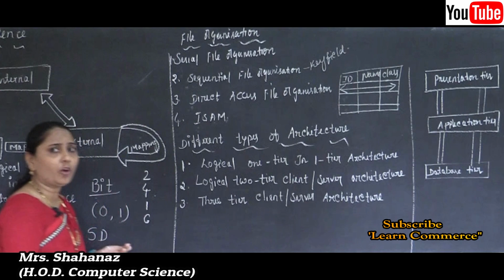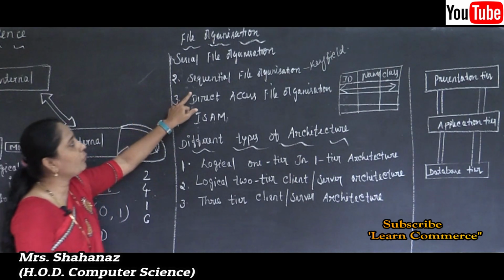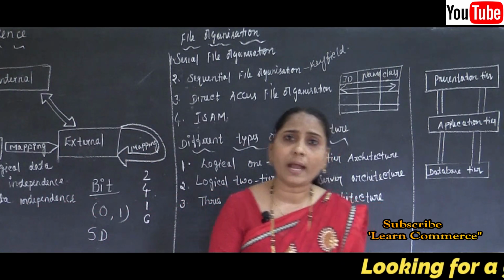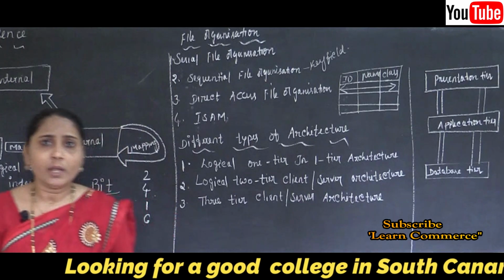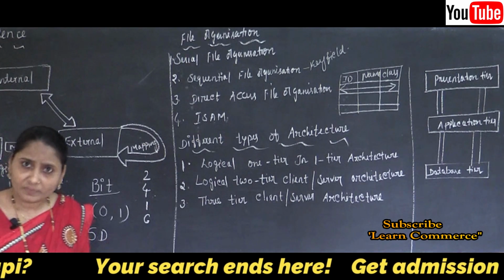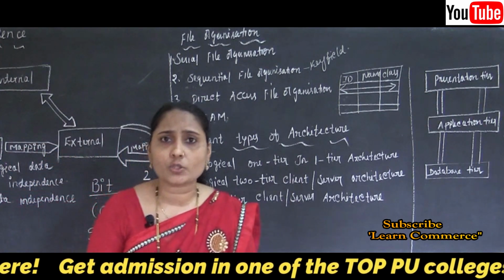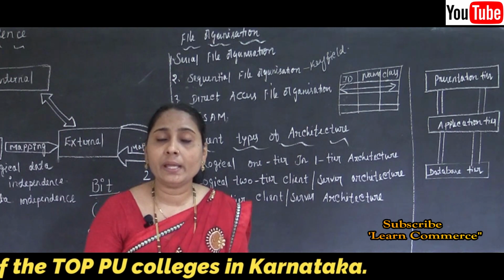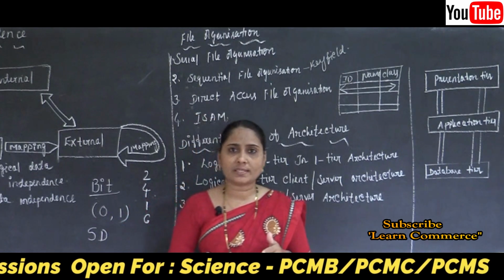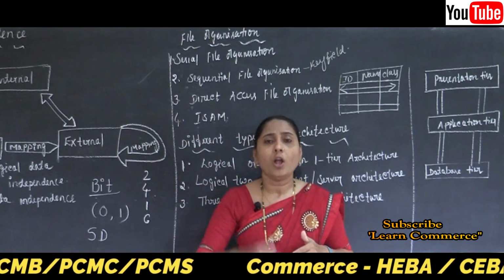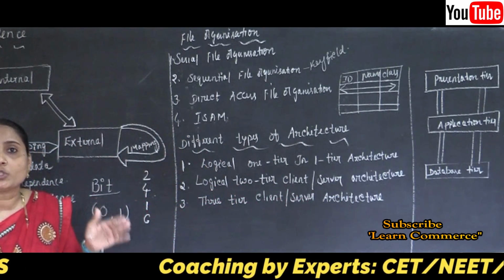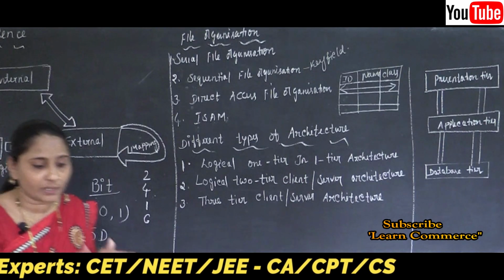And the second file organization is sequential file organization. So what about sequential file organization? Here also we store the records, because the records are stored one after another, maybe in ascending order or descending order. You know the meaning of ascending: 1 2 3 4 5, or maybe 5 4 3 2 1. By selecting any one order, it arranges the records one after another.